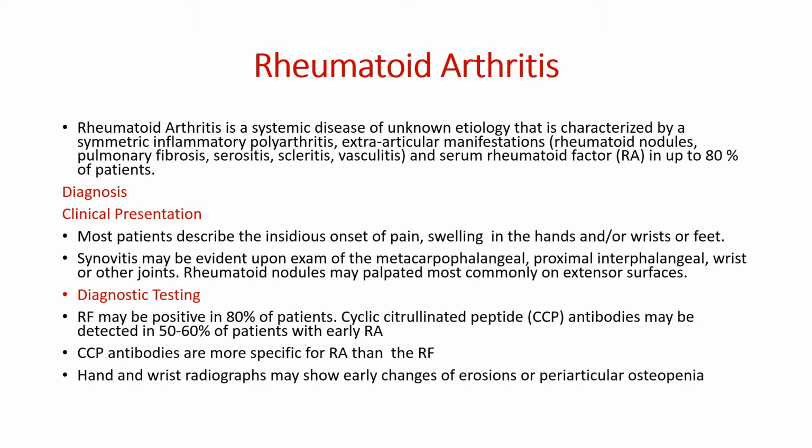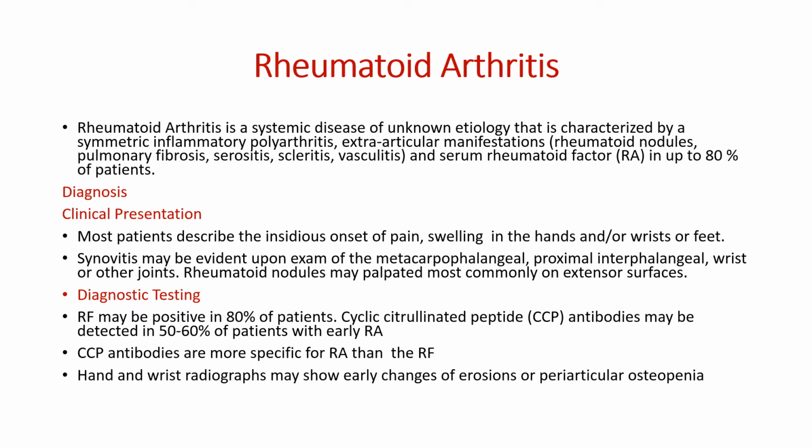It is characterized by a symmetric inflammatory polyarthritis, extra-articular manifestations such as rheumatoid nodules, pulmonary fibrosis, serositis, scleritis, vasculitis, and serum rheumatoid factor in up to 80% of patients. Rheumatoid arthritis is a systemic disease of unknown etiology.